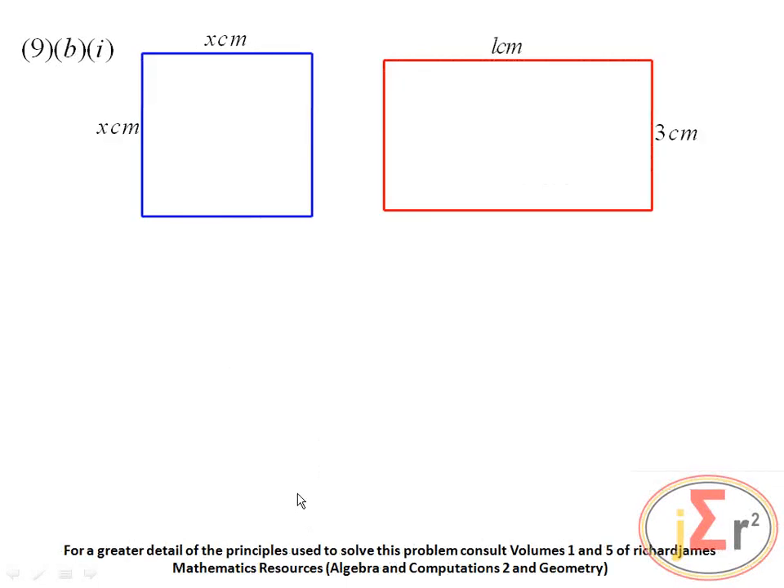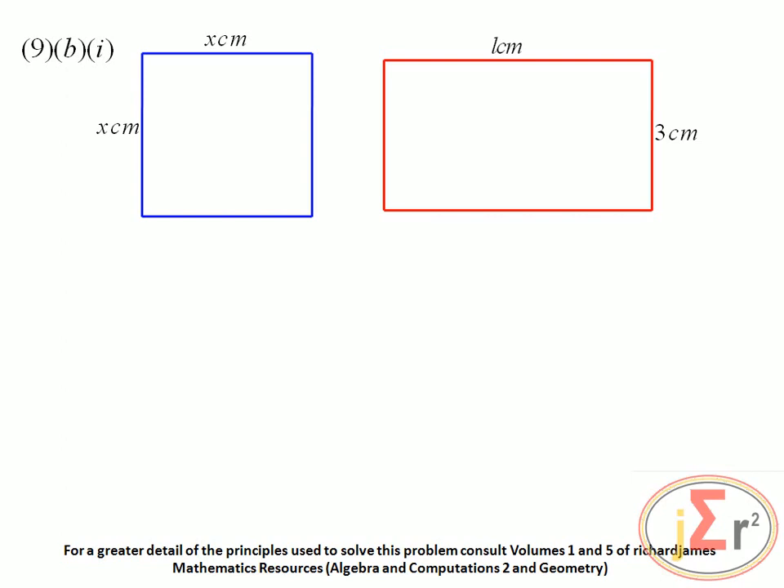A strip of wire of length 32 centimeters is cut into 2 pieces. One piece is bent to form a square of side x centimeters. The other piece is bent to form a rectangle of length L centimeters and width 3 centimeters. The diagrams below, of course not drawn to scale, show the square and the rectangle.